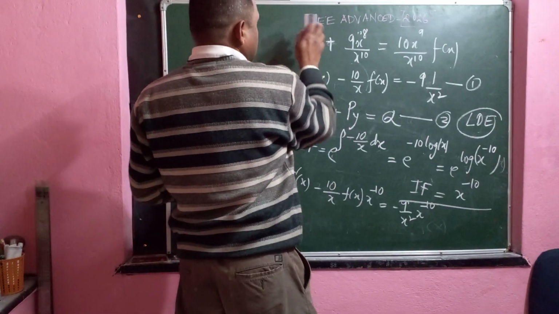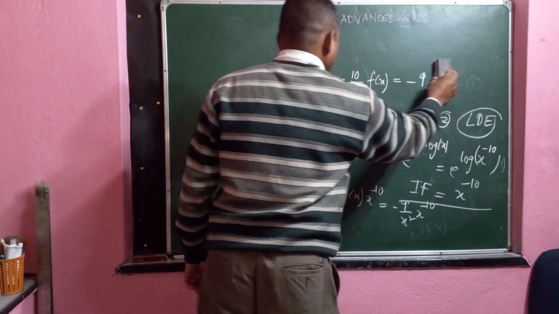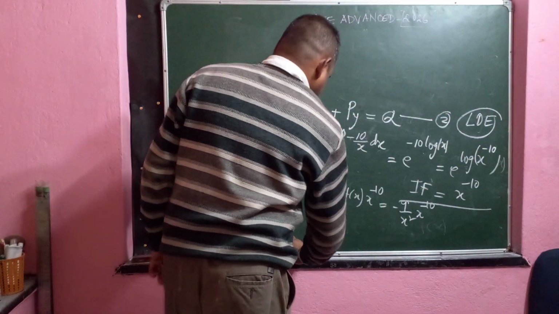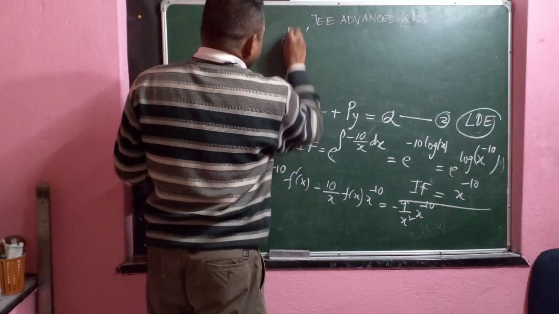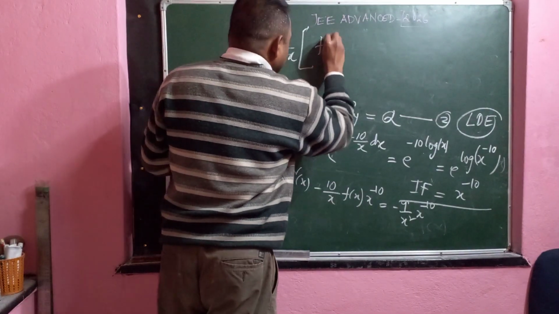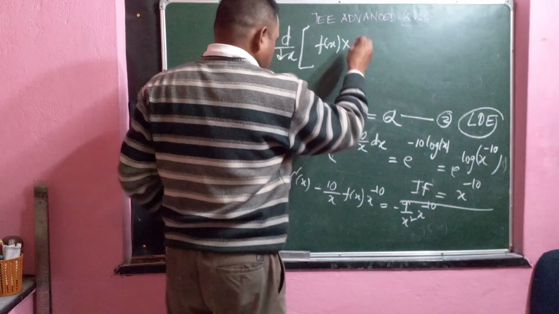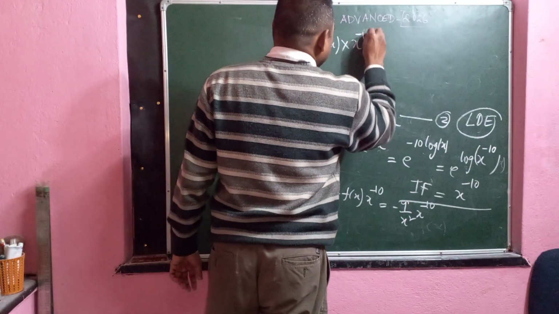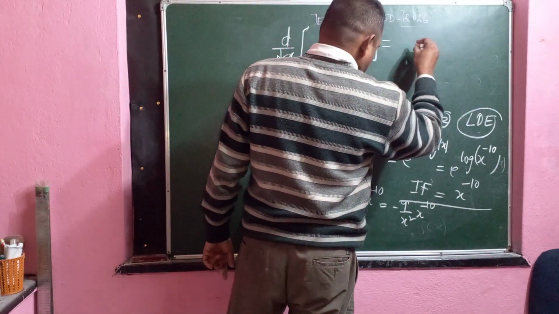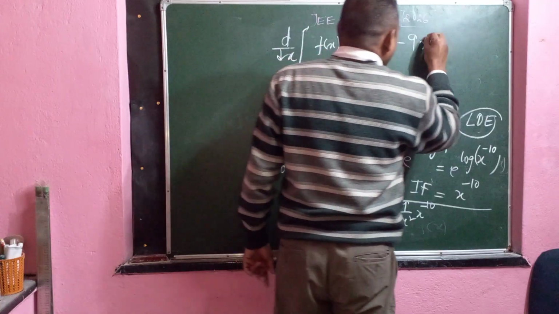I'm using which is short here. See what? How will you write this? d/dx of f(x) times y into the integrating factor. Y means here f(x). The integrating factor is x to the power minus 10. You don't have to think about how it comes. In 9 minus this, so minus 9 x to the power minus 12.